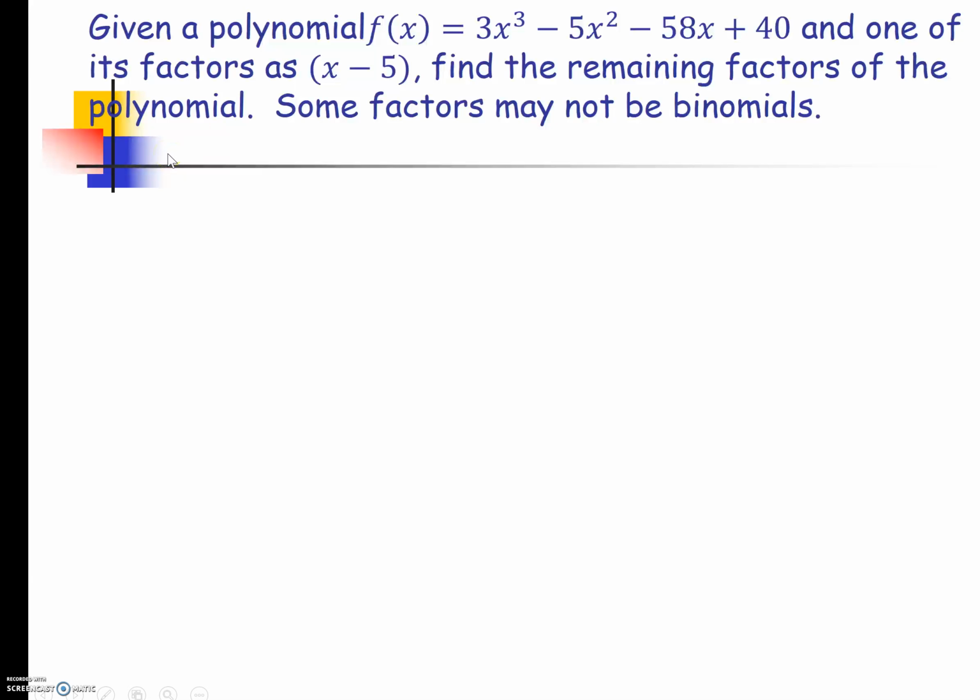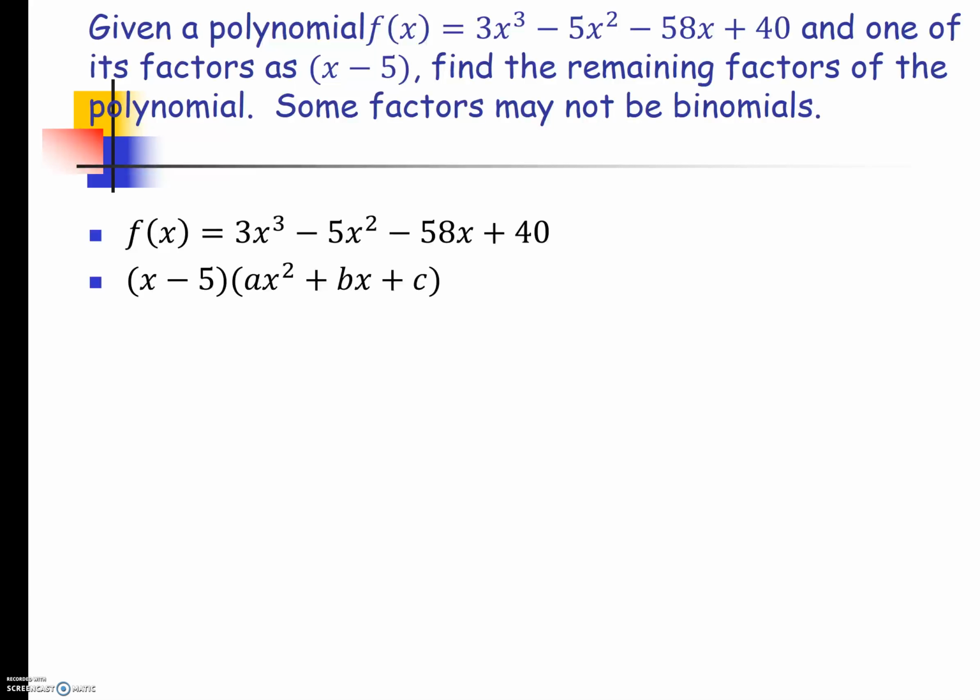And let's look at this example. Given a polynomial function 3x cubed minus 5x squared minus 58x plus 40, and one of its factors as x minus 5, find the remaining factors of the polynomial. And remember, sometimes the factors may not be binomial. So in this case, one of the factors is x minus 5. So the rest would be a quadratic one.